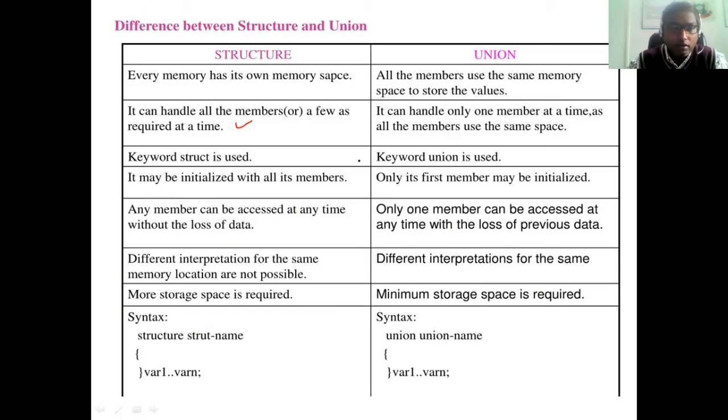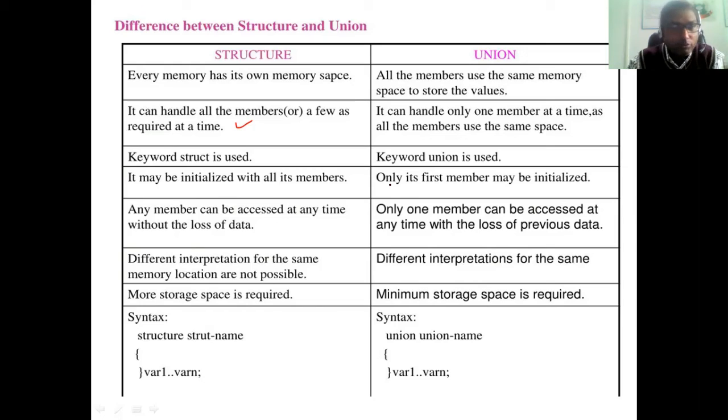After that, different interpretations for the same memory locations are not possible in a structure, because for every member variable separate memory is allocated; we are not sharing the memory. In case of a union, different interpretations for the same memory location are possible. That means we can use the same memory location for different kinds of variables or members.